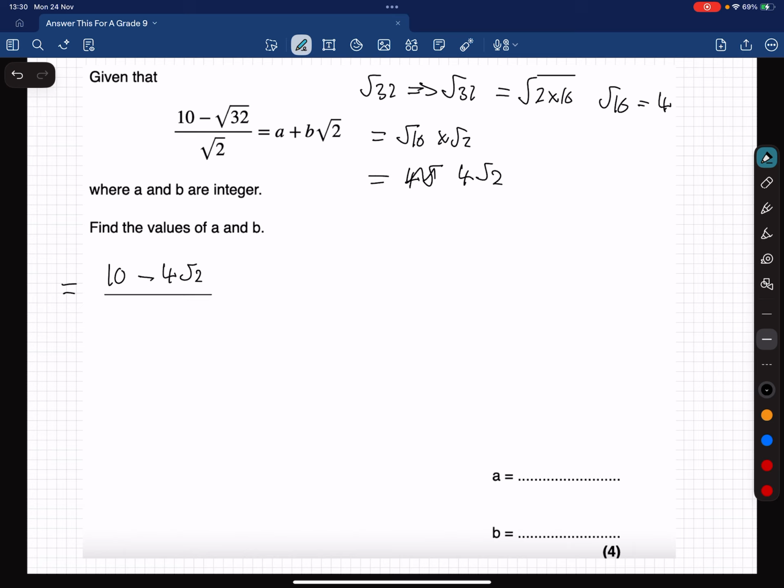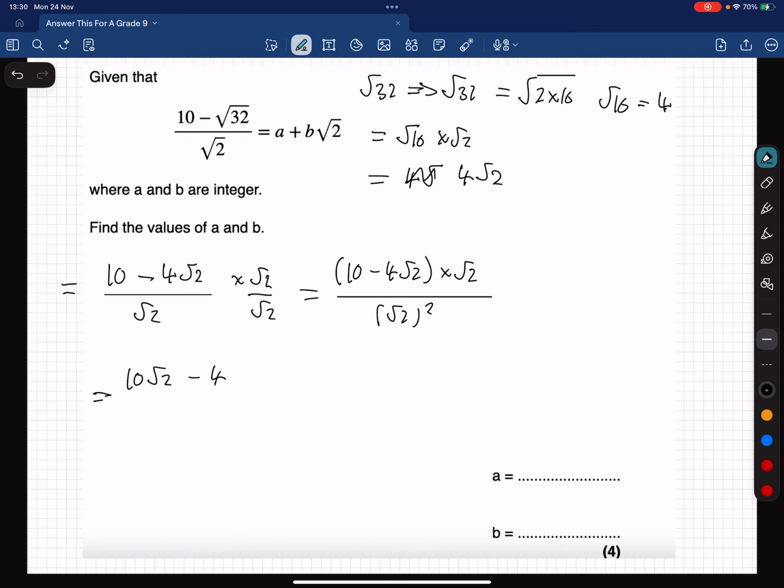over root 2. So what we need to do is multiply the numerator and the denominator by root 2, which is equal to 10 minus 4 root 2 times root 2, over root 2 squared, which is equal to 10 root 2 minus 4 root 2 times root 2, which is root 2 squared, and root 2 squared is equal to 2.